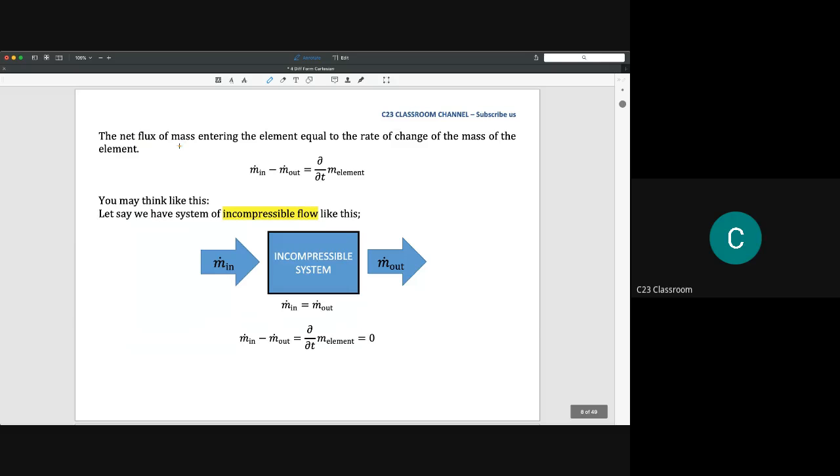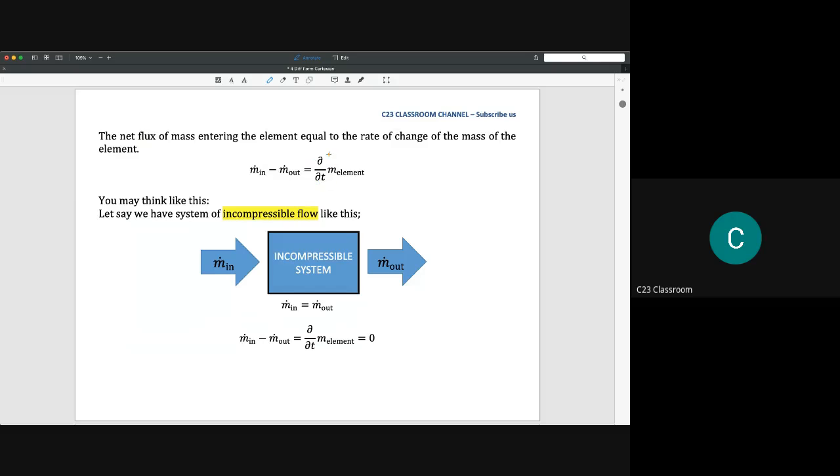Then we need to calculate the net flux of mass entering the element. It can be written as m dot for the inlet minus m dot for the outlet, meaning the mass flow rate at the inlet minus the mass flow rate at the outlet, and it must equal del m over del t. That means the inlet flow minus the outlet flow must equal the change of mass over time.